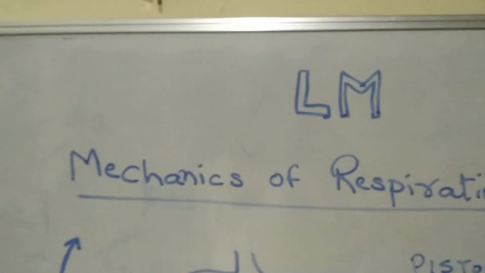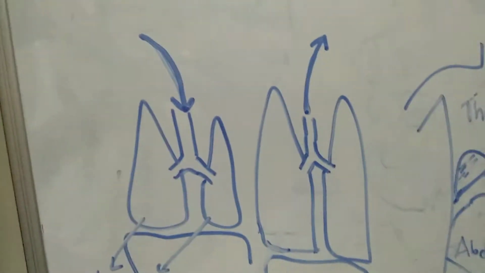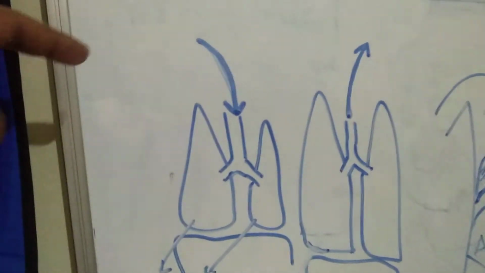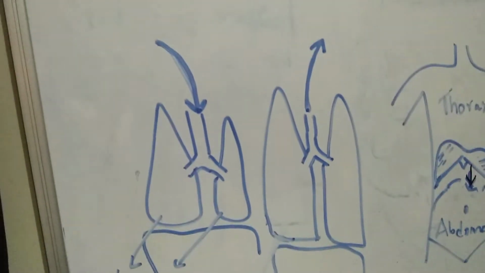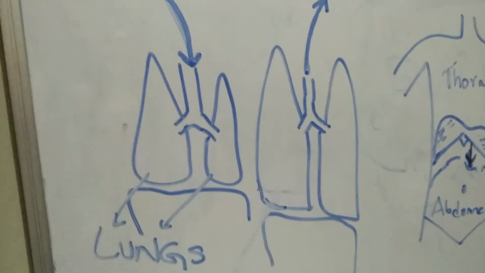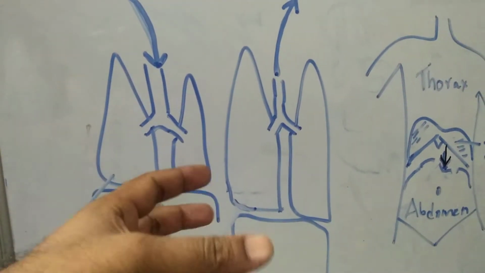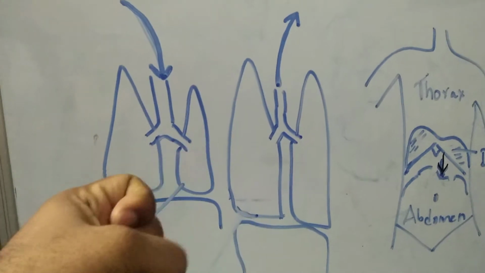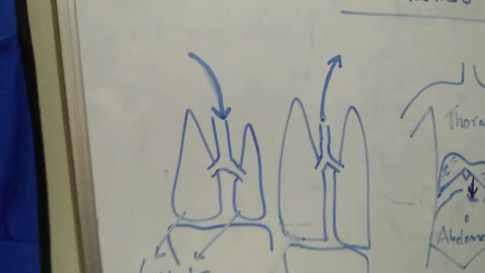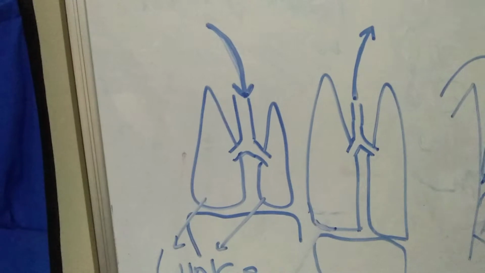So let's start with mechanics of respiration. The major respiratory organ is the lungs. This is the lung. The process of drawing in of the air into the lungs is called inspiration. At the end of inspiration, the lung is going to expand. Here you can see the lung has expanded. After that, the elastic fibers present in the wall of the lung will recoil, thereby pushing the air out. It is just a passive process. So the air inside the lung will go out, and this process is called expiration.